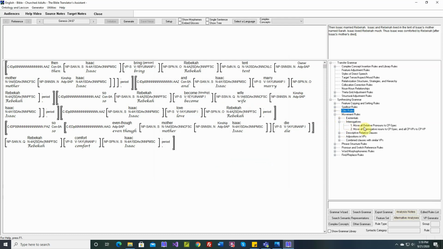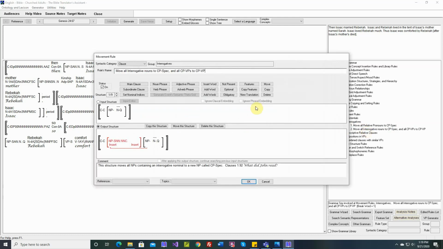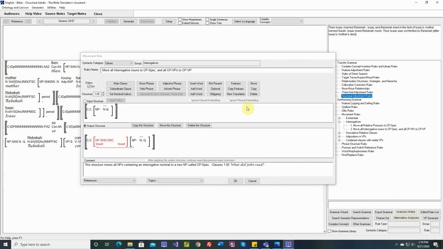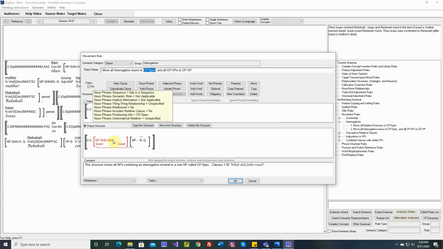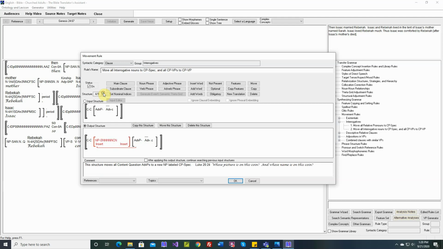And movement rules, these are identical to the structural adjustment rules, which we talked about earlier, but these are used to move constituents. For example, this one is for building questions, and move all interrogative nouns to CP-spec. That's from principles and parameters. I know nobody uses that term anymore. You can call these constituents anything you want. But these rules move constituents into other constituents within the same sentence.